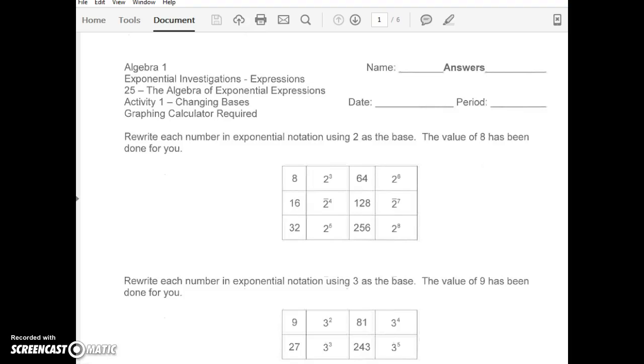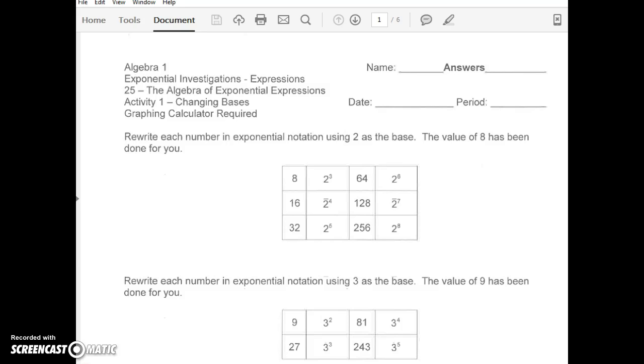In section 25, we're looking to change bases of exponential expressions to find equivalent expressions. Activity 1 really has kind of two purposes. The first purpose is for us to become more familiar with the powers of 2 and the powers of 3, so that we can recognize later that, if I have to change something like 64, I can easily change it to a power of 2. Or if I need to change 81, I can easily change that to a power of 3.